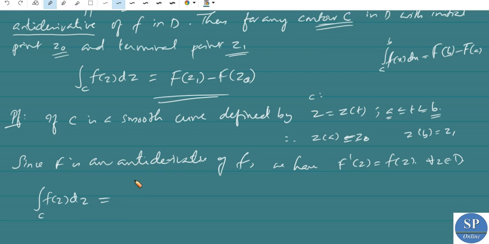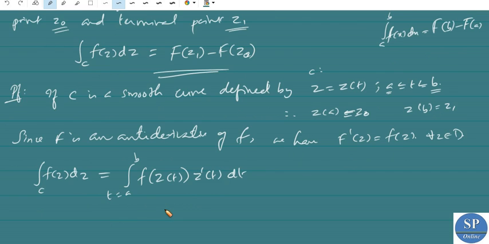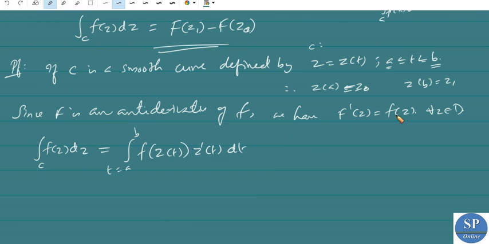Now we have integral over C f of z dz. By the definition of the contour integral, we have integral from t equal to a to b, f of z of t into z dash of t dt. This is the definition of the contour integral. Okay, but we have f of z can be replaced by capital F dash of z. So we have integral a to b capital F dash of z of t into z dash of t dt.